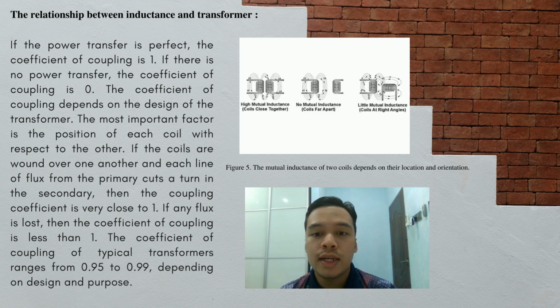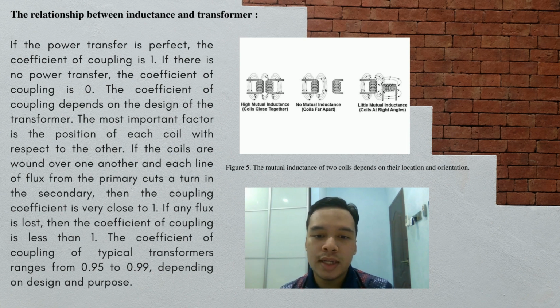So I will discuss the relationship between inductance and transformer. Mutual inductance is where the magnetic flux of two or more inductors are linked so that voltage is induced in one coil proportional to the rate of change of current in another. A transformer is a device made of two or more inductors, one of which is powered by AC, inducing an AC voltage across the second inductor.